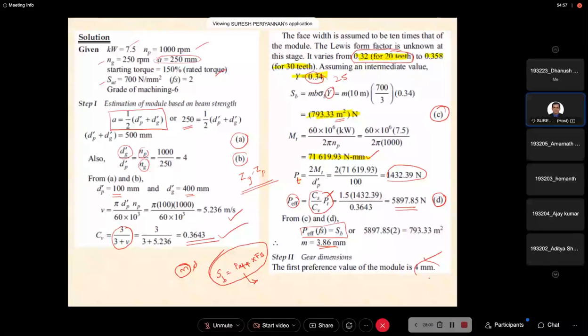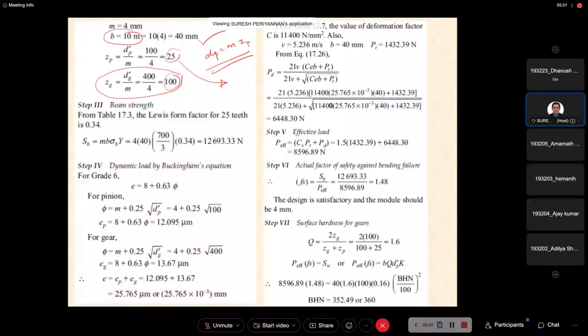Once we have found the module m, then finally we have found that Zp is equal to 25, satisfying what we assumed for the Lewis form factor value. Now this is the number of teeth on the pinion; the number of teeth on the gear we know. Now come to the beam strength.